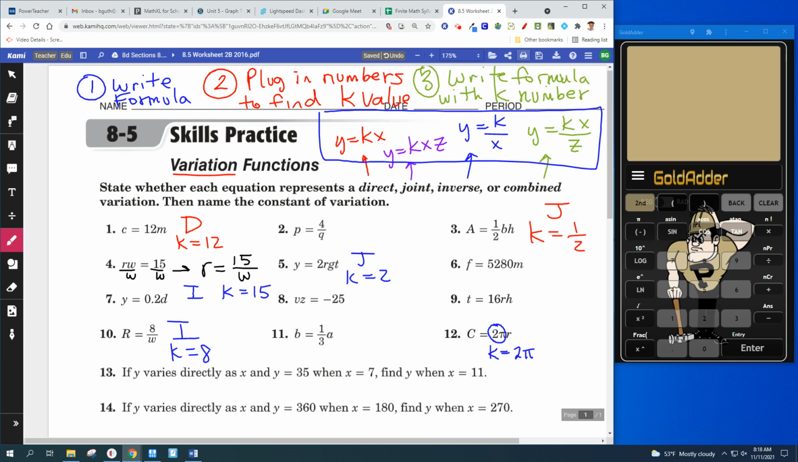Three steps. Step 1, write the formula. Step 2, plug in numbers to find the K value. Step 3, write the formula with the K number. All right, so it's not that bad. It's not that hard, but I know students kind of struggle with those steps. So everybody got those steps written down? That's what we're going to do. Step 1, step 2, step 3.